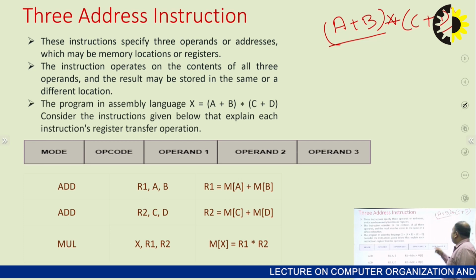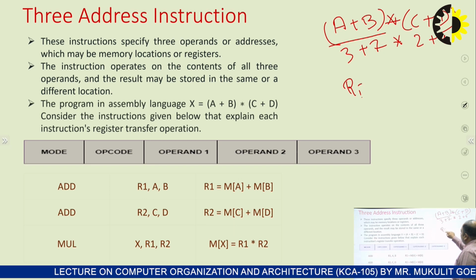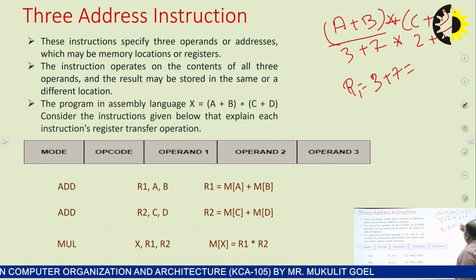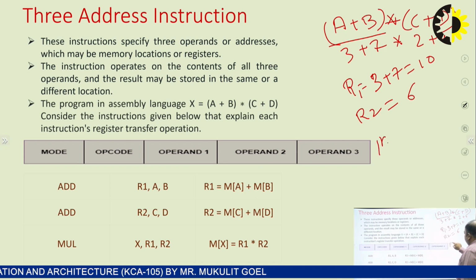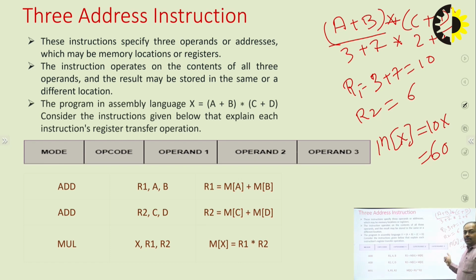So for example, if we have (3 plus 7) into (2 plus 4), how will it execute? In R1, 3 plus 7 is equal to 10. In R2 it is equal to 6. And in another register, which represents our output, 10 into 6 is equal to 60. This is how we got the output. So our output is equal to 60.